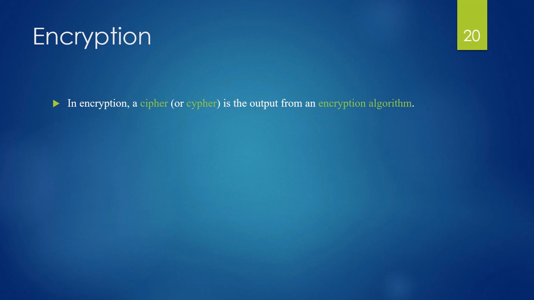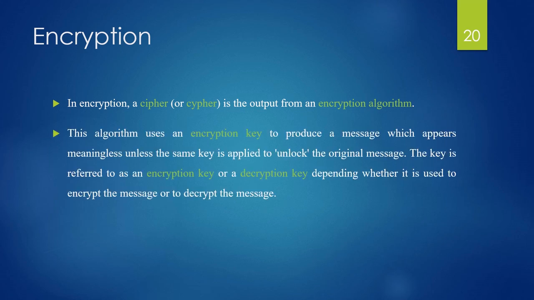In encryption, a cipher or cypher is the output from an encryption algorithm. This algorithm uses an encryption key to produce a message which appears meaningless unless the same key is applied to unlock the original message. The key is referred to as an encryption key or a decryption key, depending on whether it is used to encrypt the message or to decrypt the message.